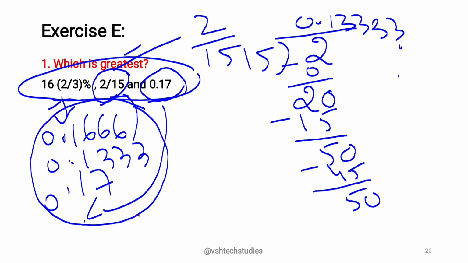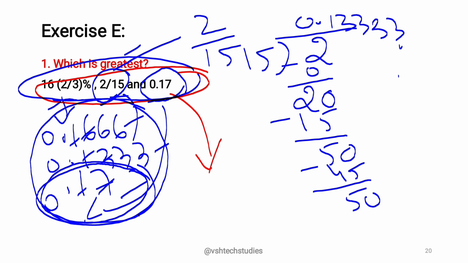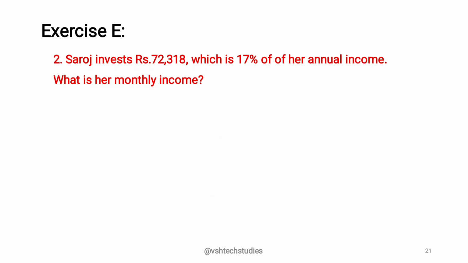Now, these three numbers we have converted to their equivalent decimal numbers. Now, if you compare, so 0.166, this is 0.133 and this is 0.17. So 0.17 is bigger. Here 0.1 is equal. So 3 is smaller, 6 is greater and 7 is the biggest. Hence 0.17 is the biggest here. Hence, out of 16 and 2 by 3%, 2 by 15 and 0.17, 0.17 is the biggest. That is the answer.